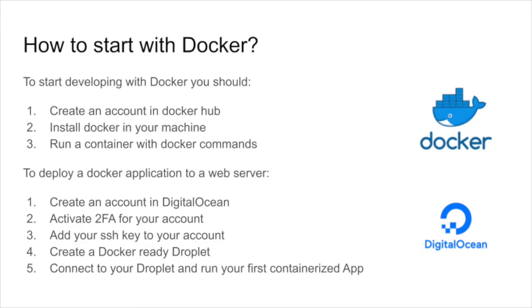Now we are going to deploy a Docker application to a web server. To follow our instructions, you will need to create your own DigitalOcean account, activate two-factor authentication, add your SSH key, create a Docker-ready droplet, and then you will have everything ready to connect to your droplet and run your first containerized application.